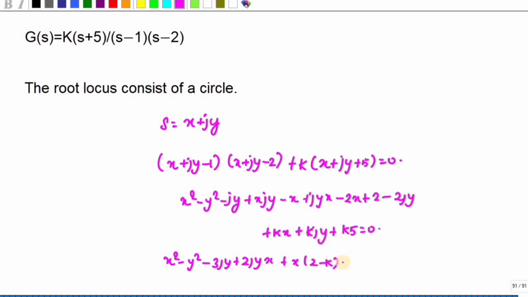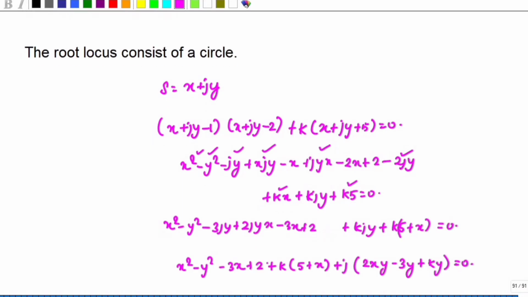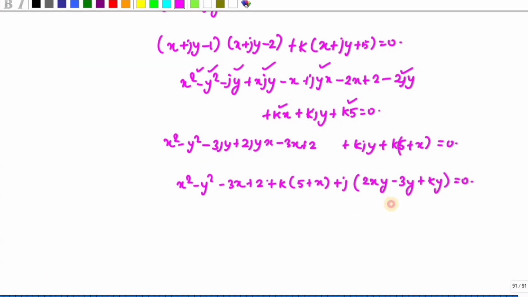And if I take the common term x outside, I will get 2 minus k plus kjy plus k5, right? Plus, so I have already substituted 2, right? That is equal to 0. So I can write x square minus y square minus 3x plus 2 plus k into 5 plus x plus j into 2xy minus 3y plus ky is equal to 0.